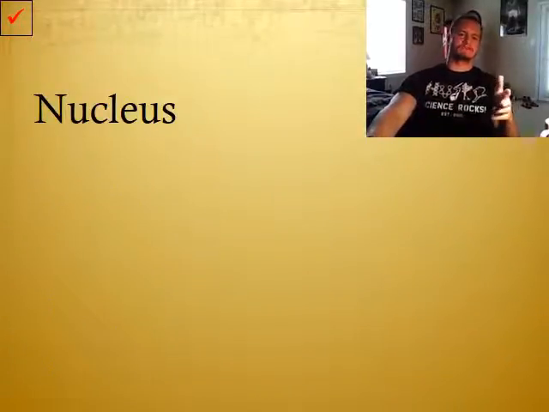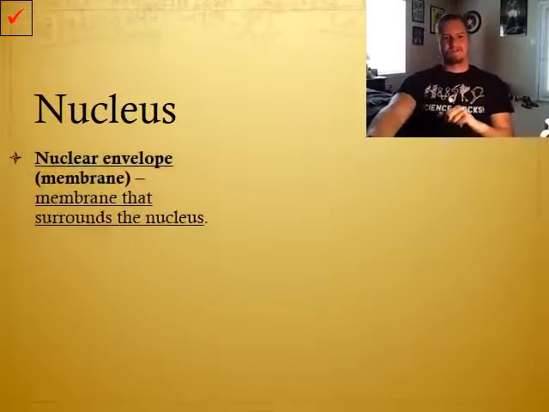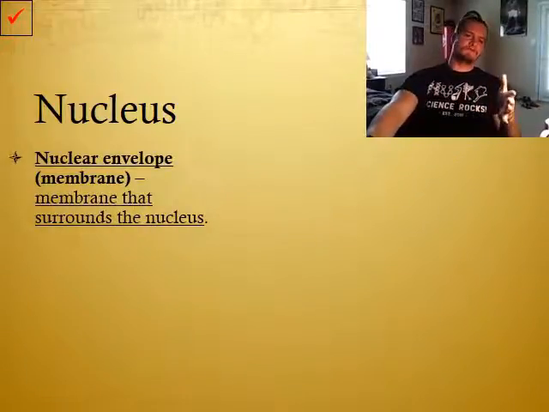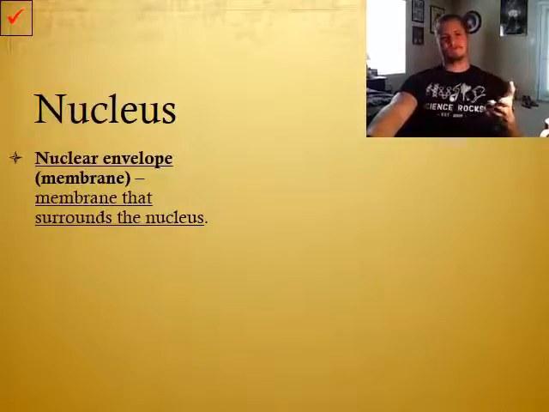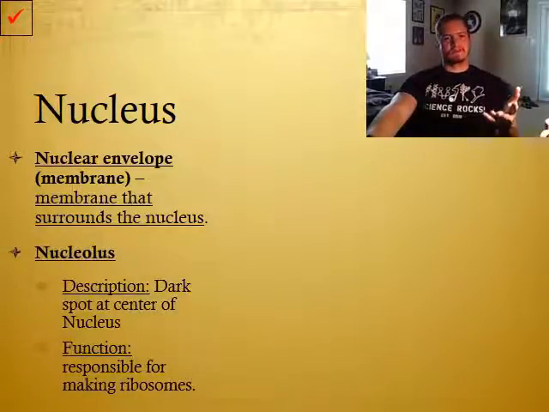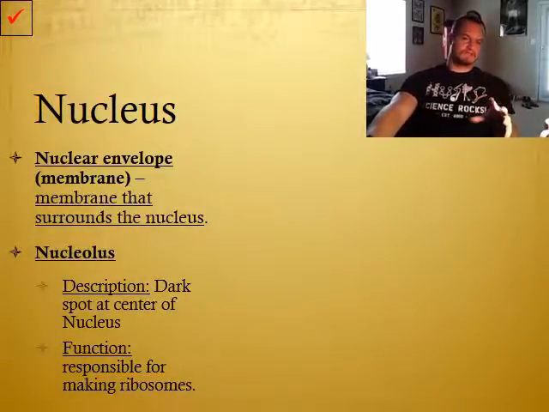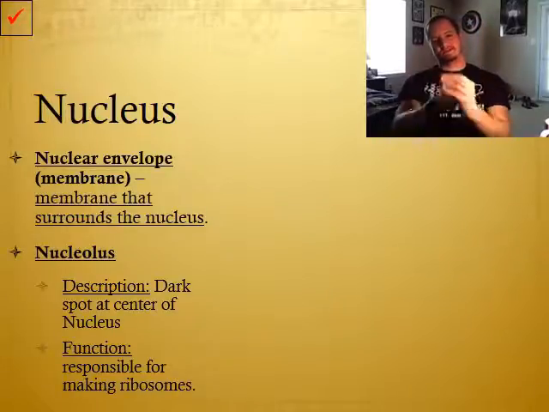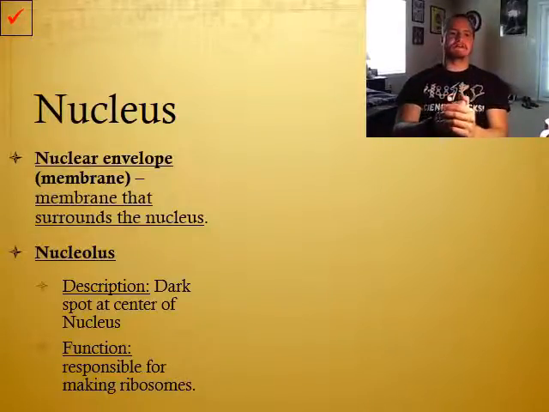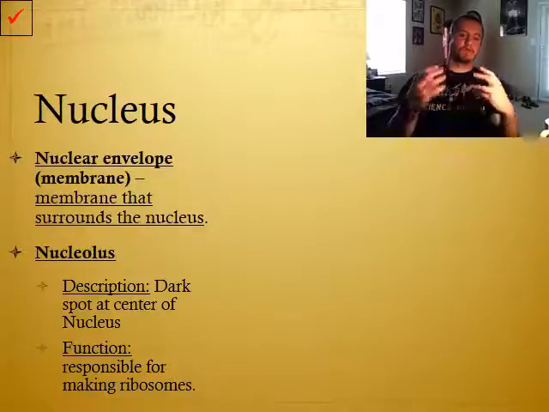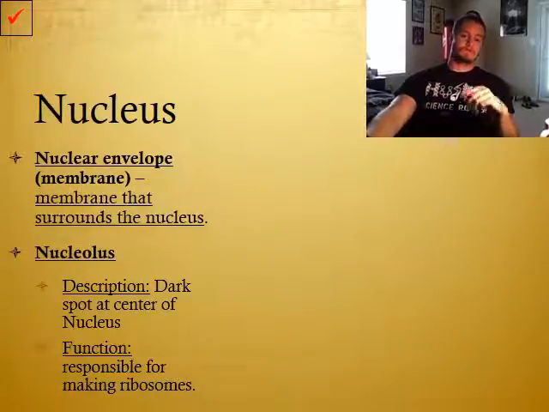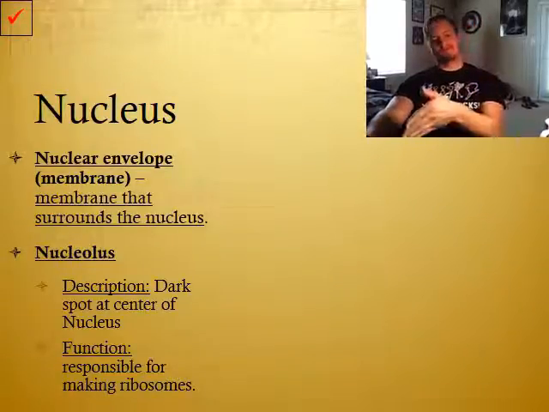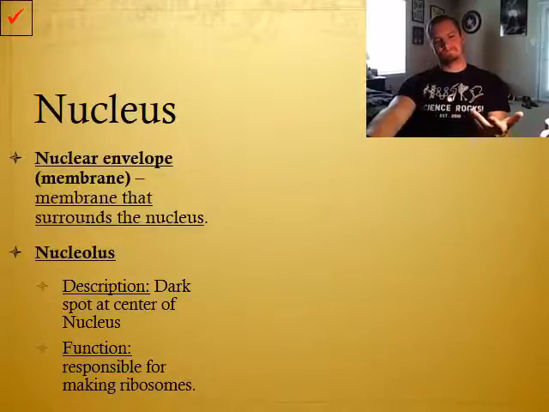Now, inside the nucleus, we have a few specific things that you need to be aware of. We have the nuclear envelope, or membrane, which is the membrane that surrounds the nucleus, keeps it all together. And we also have the nucleolus. The nucleolus is the dark spot at the center of the nucleus. What this does is it's responsible for making ribosomes. So that provides the blueprint for the ribosomes that make the proteins.